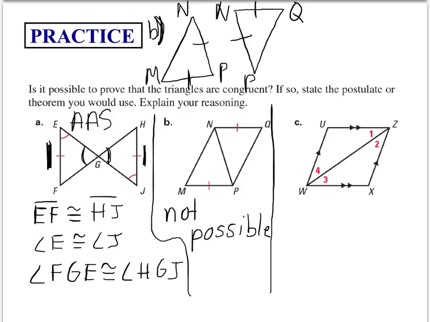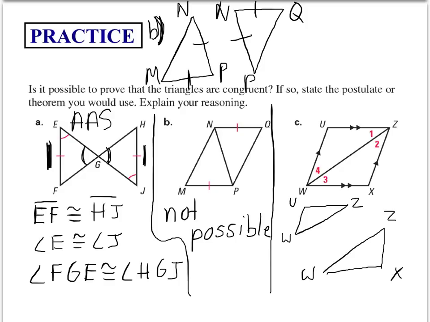Okay, so this last one here, this one's a little different because now we have these arrows. And we know that these arrows indicate that some of these lines are going to be parallel. So, let's separate those lines and let's redraw these triangles. So I have triangle UWZ, and then I have my triangle over here, ZWX.